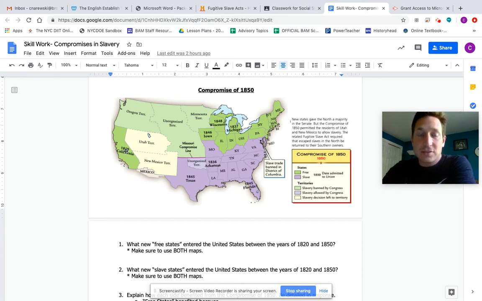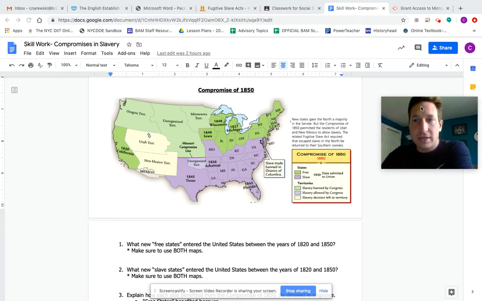And in order to get this passed, the second part, a Fugitive Slave Act, a law that was required if there was a runaway slave that made their way north, it was the requirement of the people in the North to bring that slave back to their rightful place in the South. And that's something that you're going to see unfold a little bit more as our skill day develops.